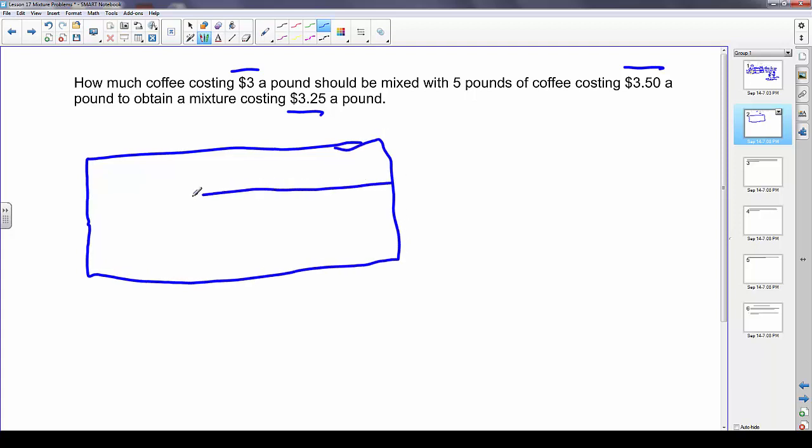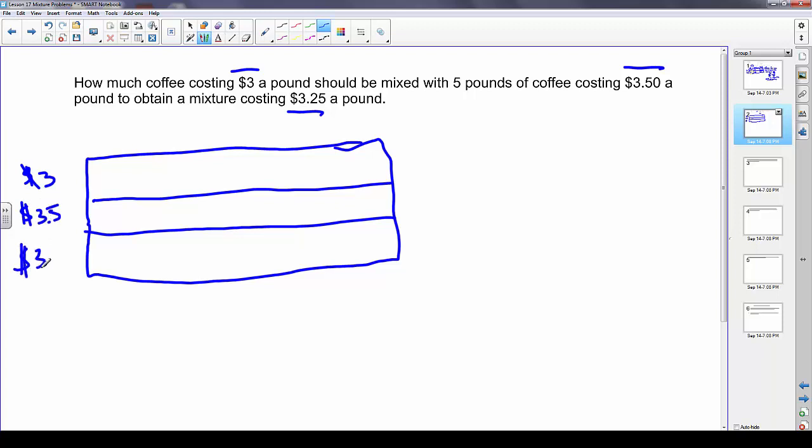In this case, we have 3 items, not 2. We have the $3 pound mix, we have the 350 pound mix, and we have the 325 pound mix. And we need to know the number of pounds we have, the dollars per pound, and the total worth of the mix. Well, the dollars per pound is easy.